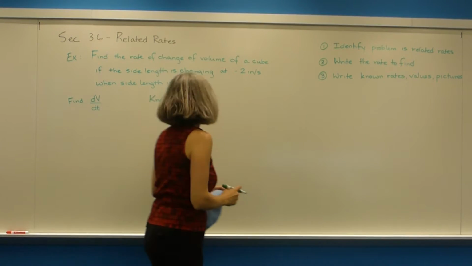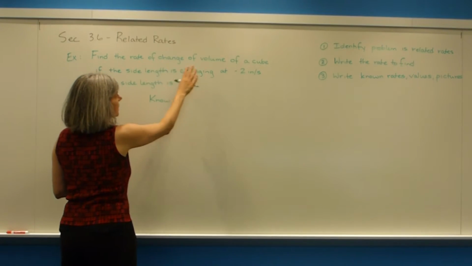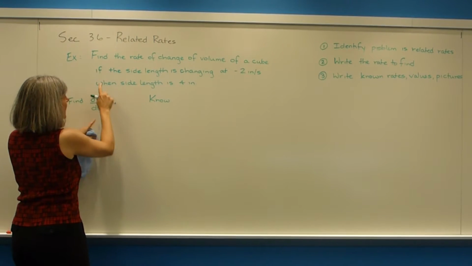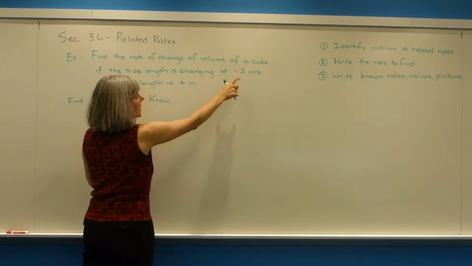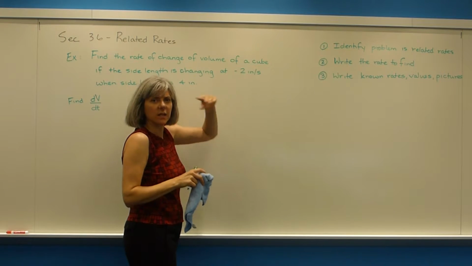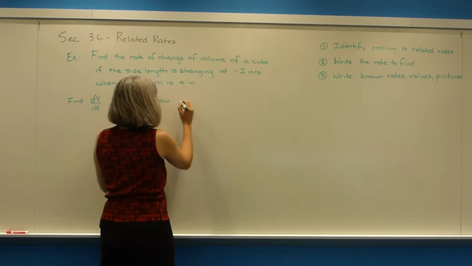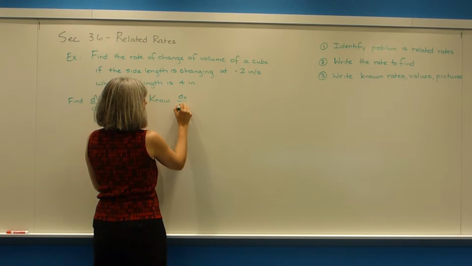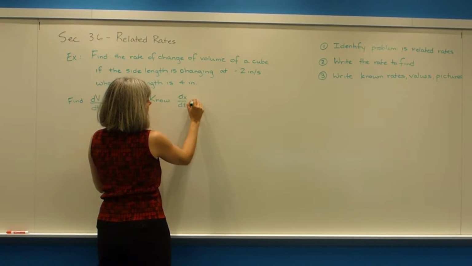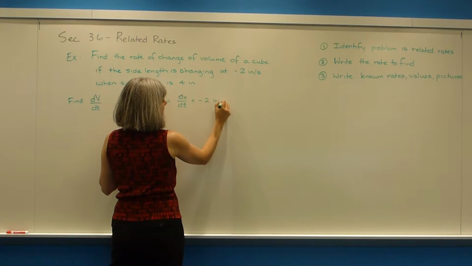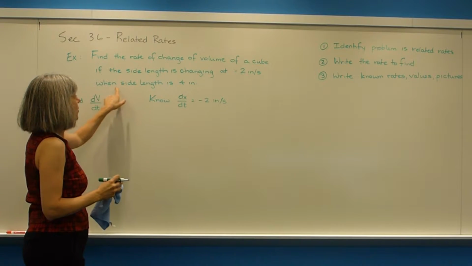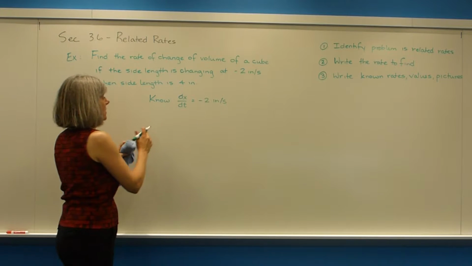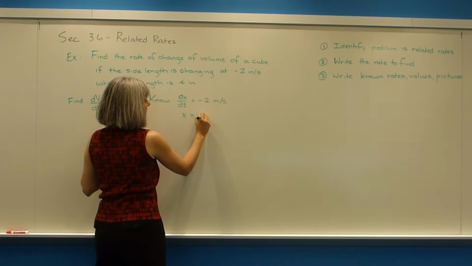Okay, so let's start with that. So what do we know? Find the rate of change of volume. That's this. If the side length is changing at 2 inches per second. The per second clues you in that it's a per time. So I know dx/dt, we'll call the side length x, is negative 2 inches per second. What else do I know? I know that that's true when the side length is 4. So I also know the side length is 4 inches.